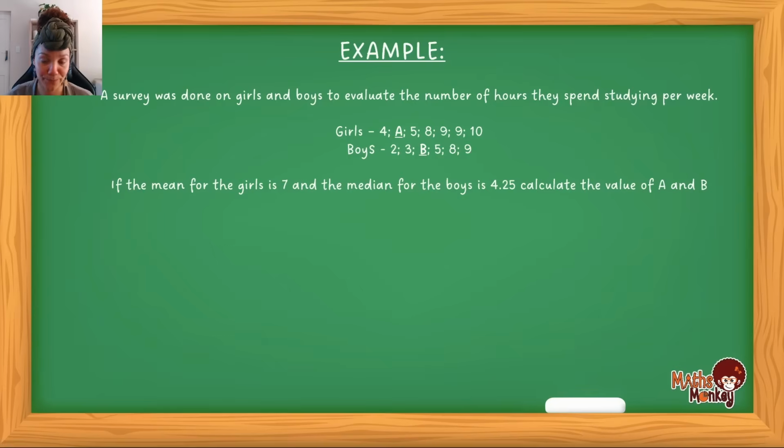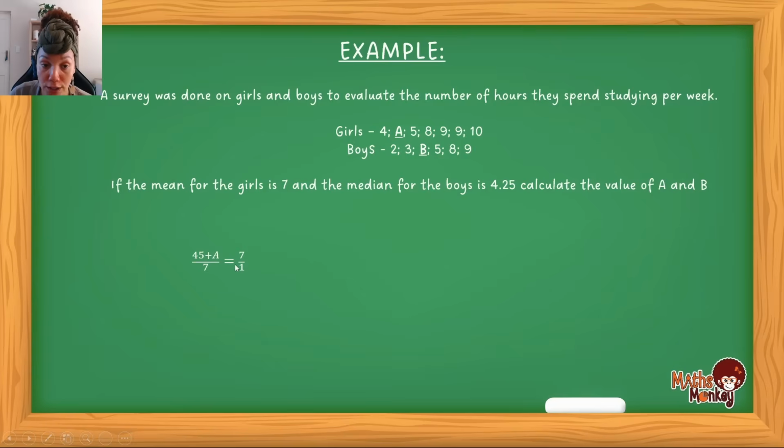Okay, so let me show you how you will do this. Firstly, calculating the mean. We're going to start with the girls. To calculate the mean, you have to add all the values together and then divide by how many values there are. So all of these numbers added together will give me 45, plus the A, obviously, because we don't know what A is, divided by how many values appear here, which is 7.